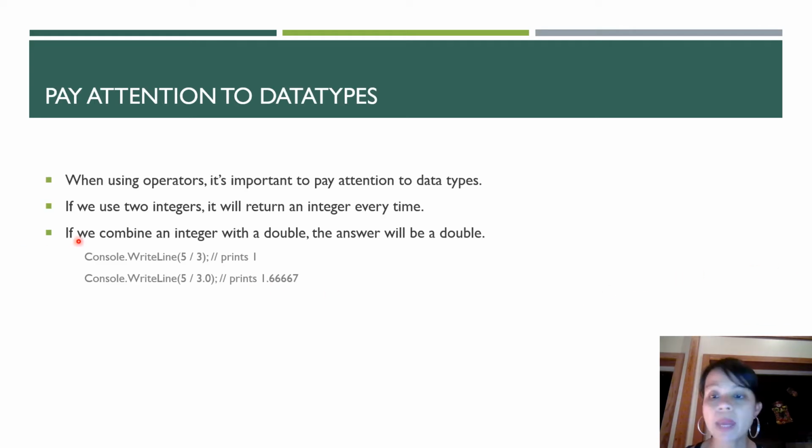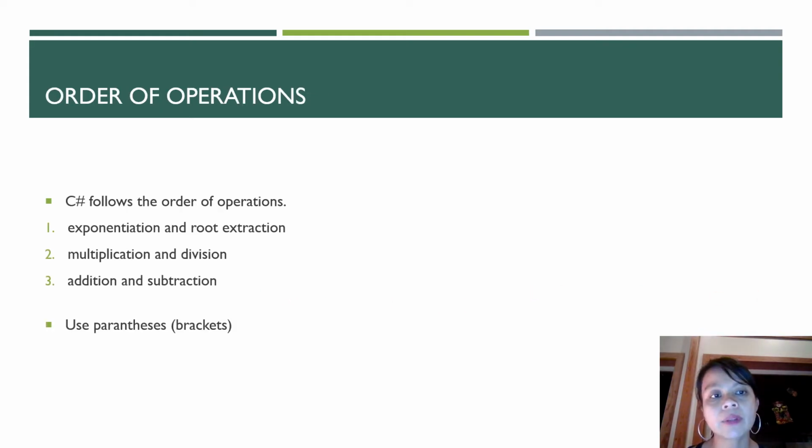Make sure that you pay attention to data types when using operators. This is very important. When we use two integers, it will return an integer every time. If we combine an integer with a double, the answer is going to be a double. For example, if you write 5 divided by 3, you're going to have 1. It's going to be rounded off. But if you write 5 divided by 3.0, it's going to be 1.66667.